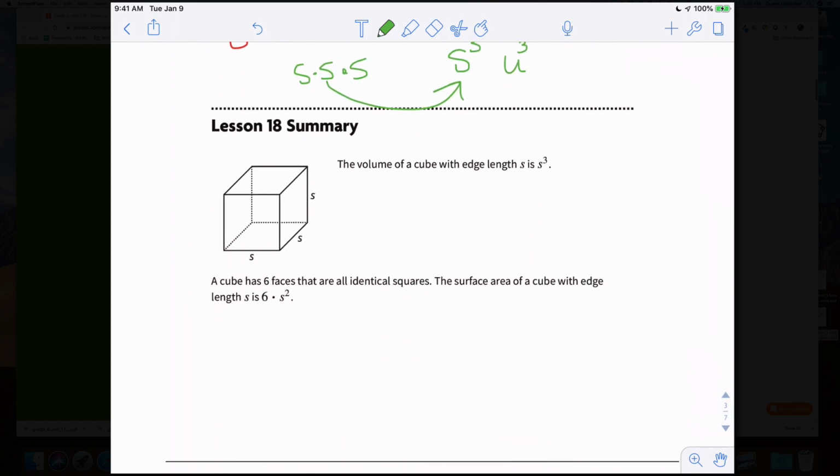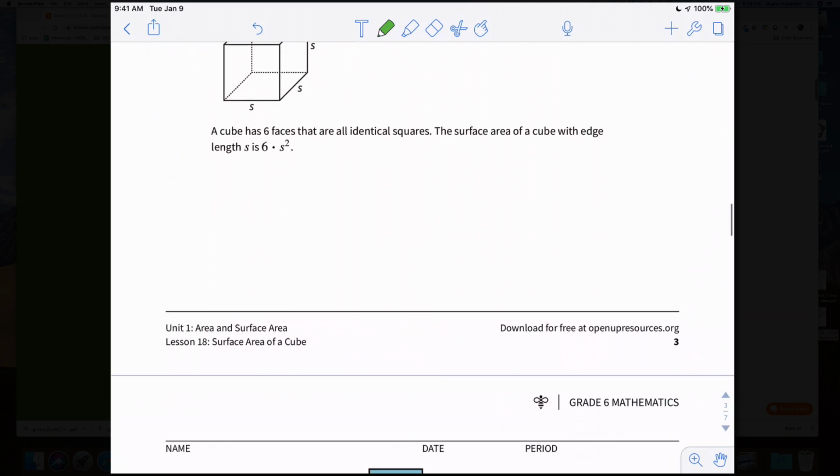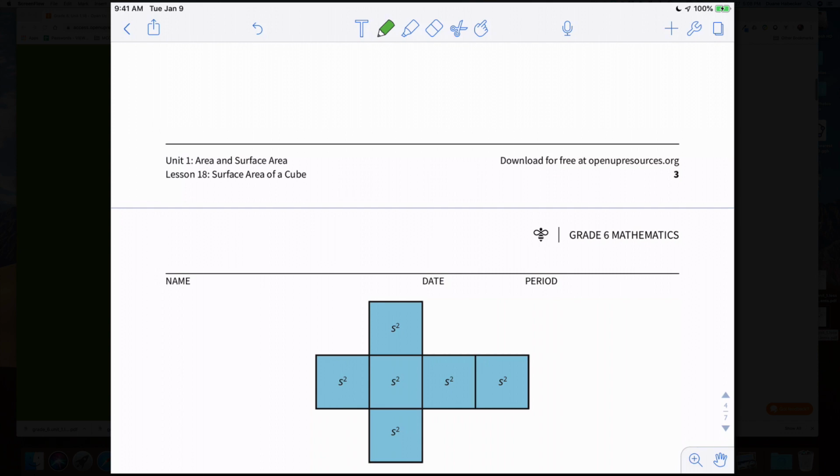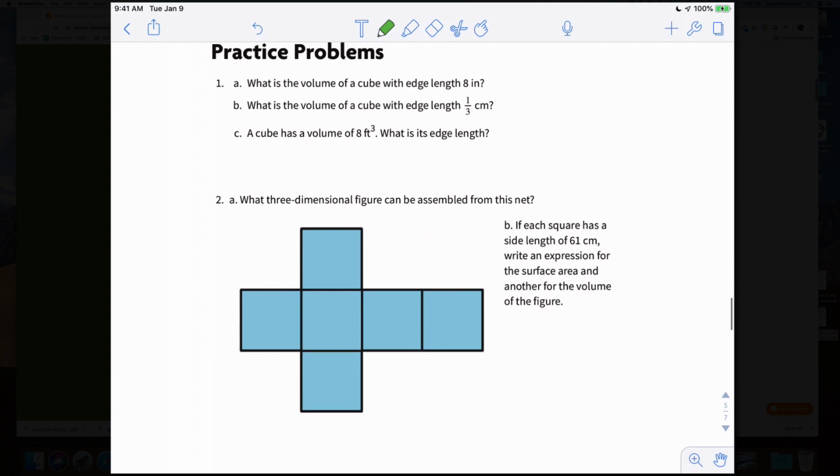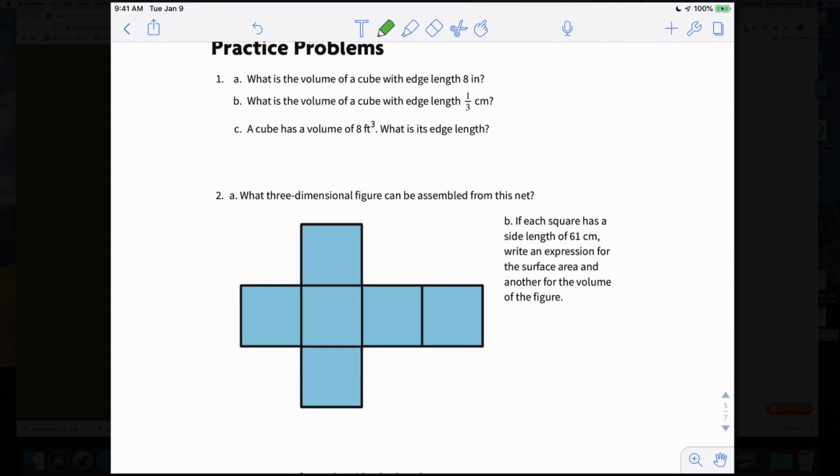So that's kind of fun. Straightforward, not terribly difficult, kind of summarizing everything we've learned. Here's the summary. There are no new vocabulary words because really we were just practicing all the stuff that we already knew.